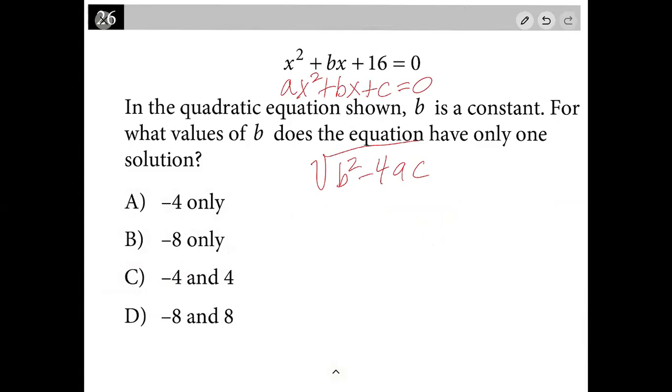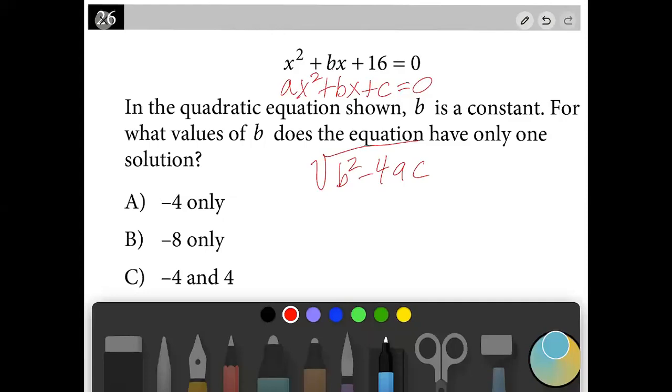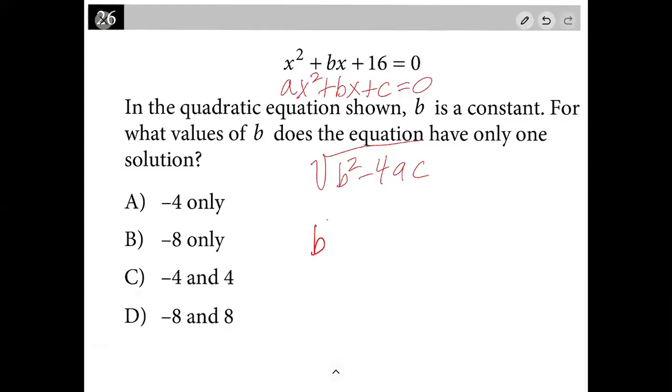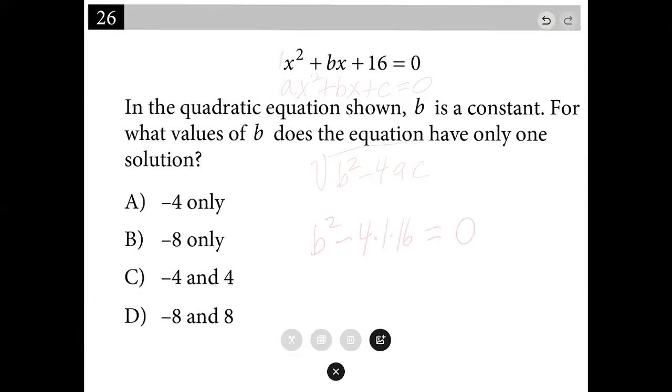So now we're going to take the b and we're going to use that. I'm going to make this a little thicker. So this is going to be b squared minus 4 times, the leading coefficient for this is 1, so it's 4 times 1. The c term is 16, so that's going to be 16, and we're going to set that equal to 0 because that's what it means for the quadratic to have only one solution, when it's equal to 0. Okay, so now all we have to do is solve this.